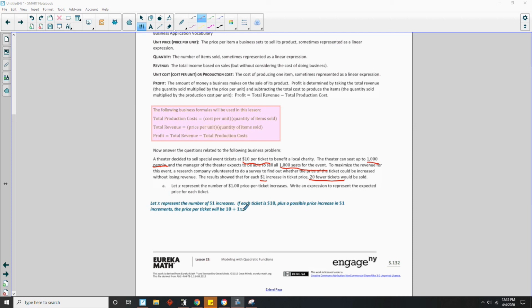So if I increase this $1, 1 times 1 is 1, the price would be 11. If I increase it $2, 2 times 1 is 2, plus 10 is 12. Okay, so the initial cost plus 1 times the $1 increases.